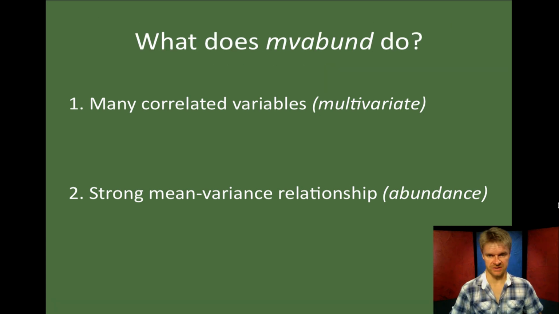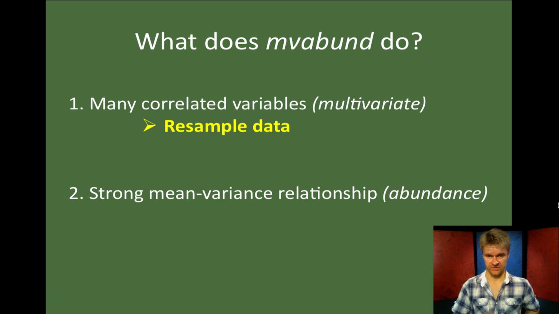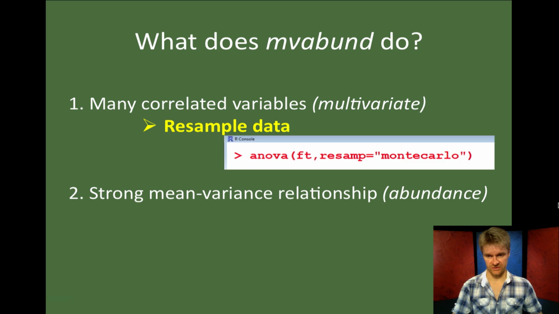What does mvabund, the new package, do about these properties? Well, it handles the multivariate property the same way, using resampling. We've incorporated a whole bunch of different methods of resampling into the software. There's permutation testing, there's bootstrapping. My personal favourite is to use Monte Carlo testing to sample from the fitted model and use that as a basis for inference. And you can choose which method you use through the resamp argument in our functions.